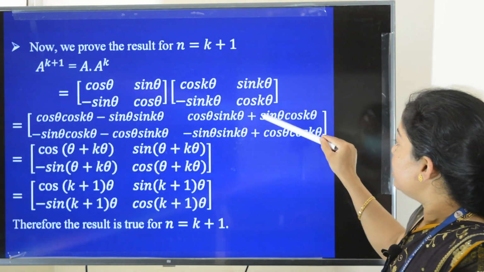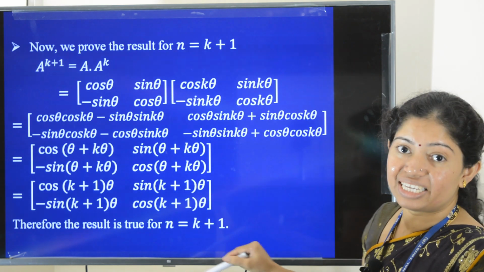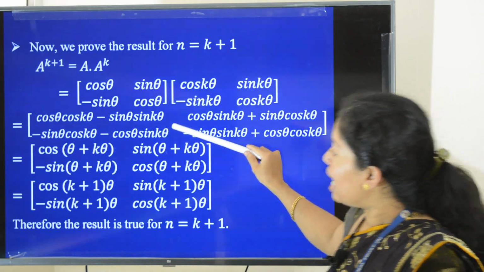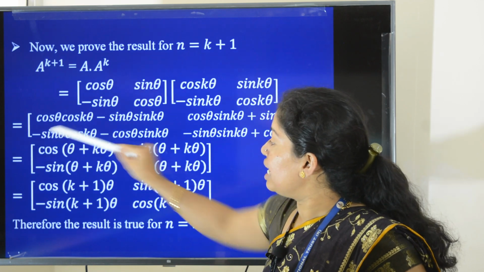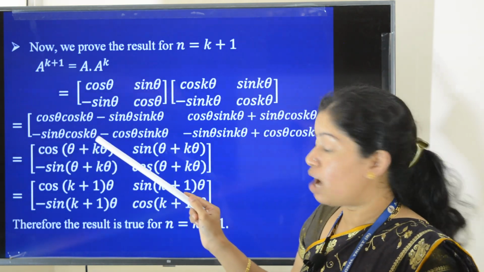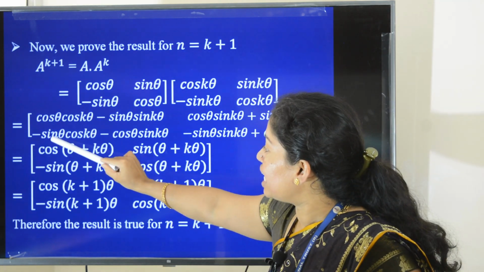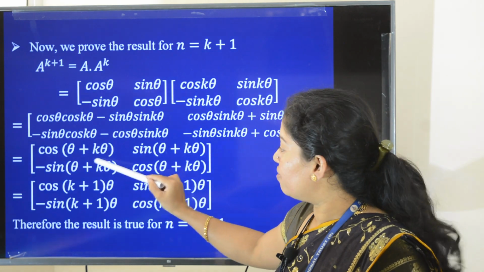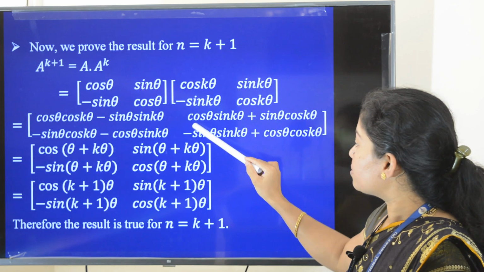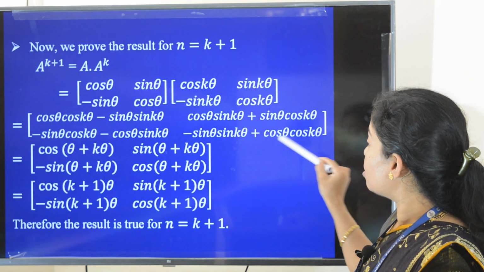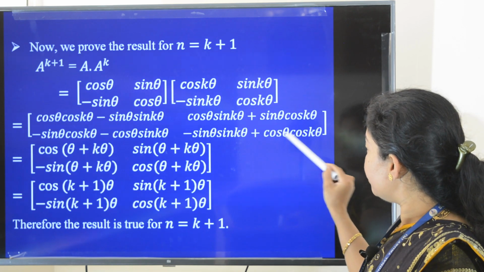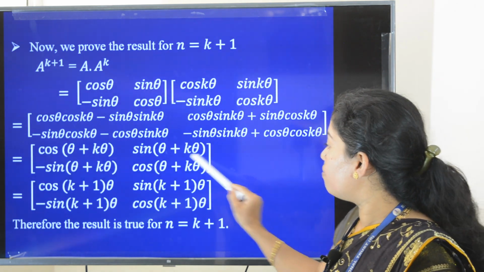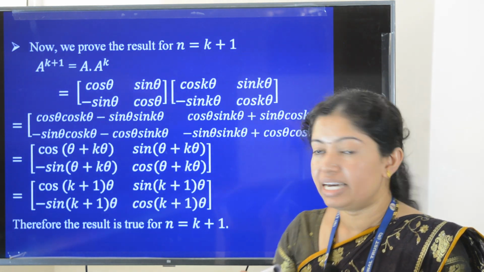Now coming to this, it is sin theta cos k theta plus cos theta sin k theta. So that will become sin of theta plus k theta. And again here you can see minus sign in both the terms. That minus you can take out. So when you take that outside, it will become sin theta cos k theta plus cos theta sin k theta. That is nothing but sin of theta plus k theta. Then this one, minus sin theta sin k theta plus cos theta cos k theta. So if you take in this way, cos theta cos k theta minus sin theta sin k theta, that is the formula of cos of theta plus k theta.